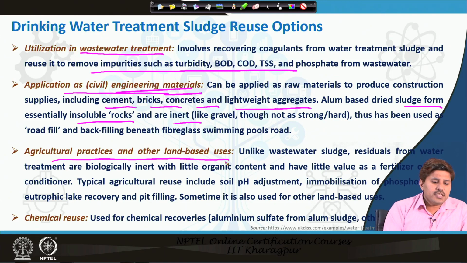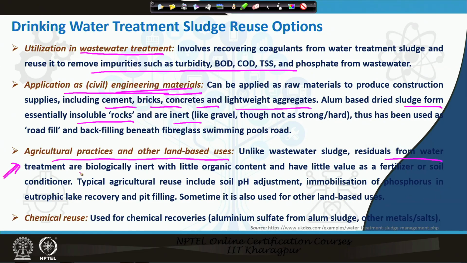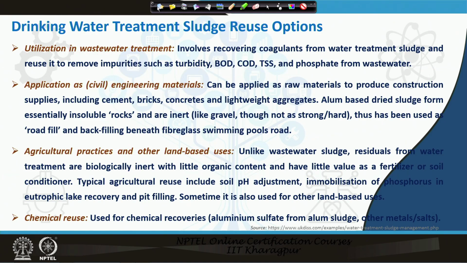Now this part is very critical because sludge use in agriculture is very common, but that is more suited for wastewater sludge because that is mostly organic in nature and helps the soil, it can provide fertilizers or some other essential minerals to the soil. But unlike wastewater sludge, residuals from water treatment sludges are biologically inert. We do not have too many biological or organic substances. Okay, the organic content is also very little, so they have very little value as fertilizer or soil conditioner. So they typically cannot be used as a soil conditioner or fertilizer.